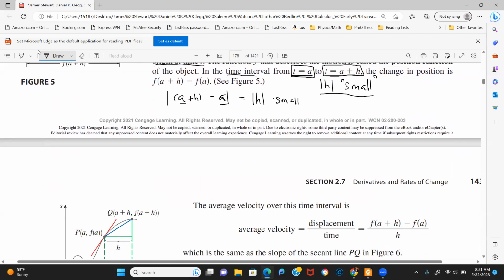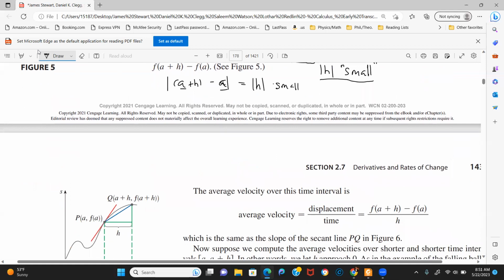And now the average velocity, as we saw in the video on 2.1, is just going to be the displacement, the change in position, divided by the change in time. And the change in time we saw right here is just h. That's why we have h in the denominator, and then we have f of a plus h minus f of a, because that's going to be your change in position.